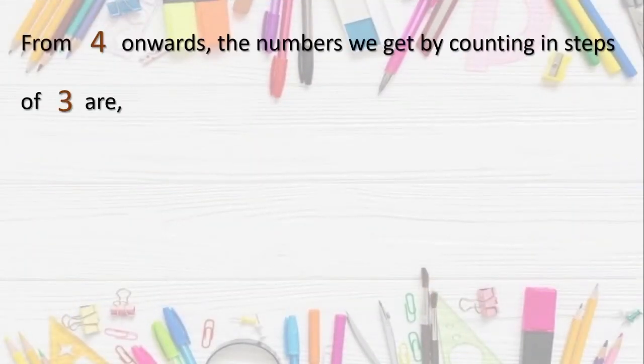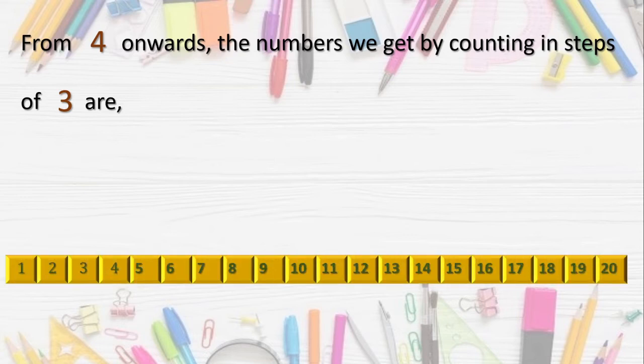Yes. Here one question is there, from 4 onwards means the starting point should be 4. Okay. The numbers we get by counting in steps of 3 are. We will find out this. First we will draw a strip of numbers. Okay. Here it is 1 to 20. What is said here? We have to start from 4. Number 4. Okay. From here, and counting in steps of 3.